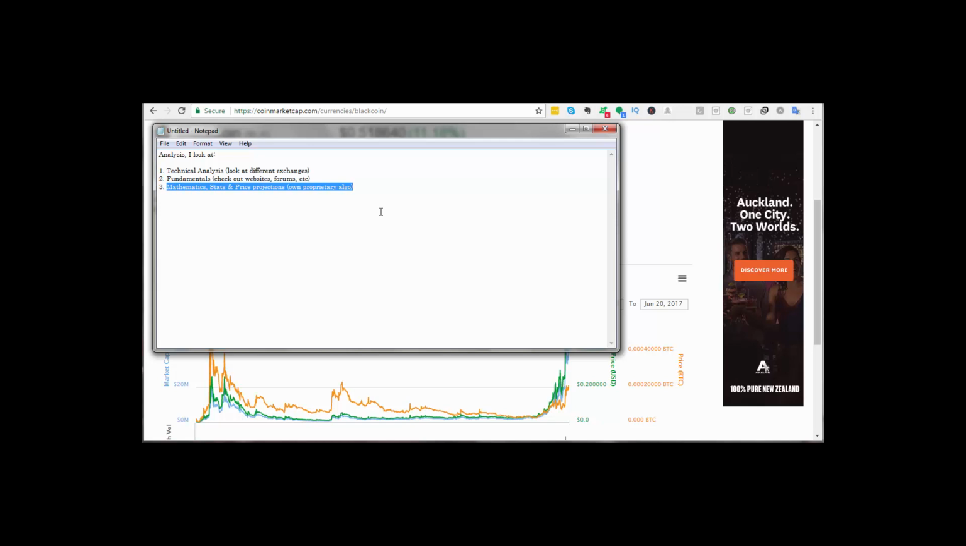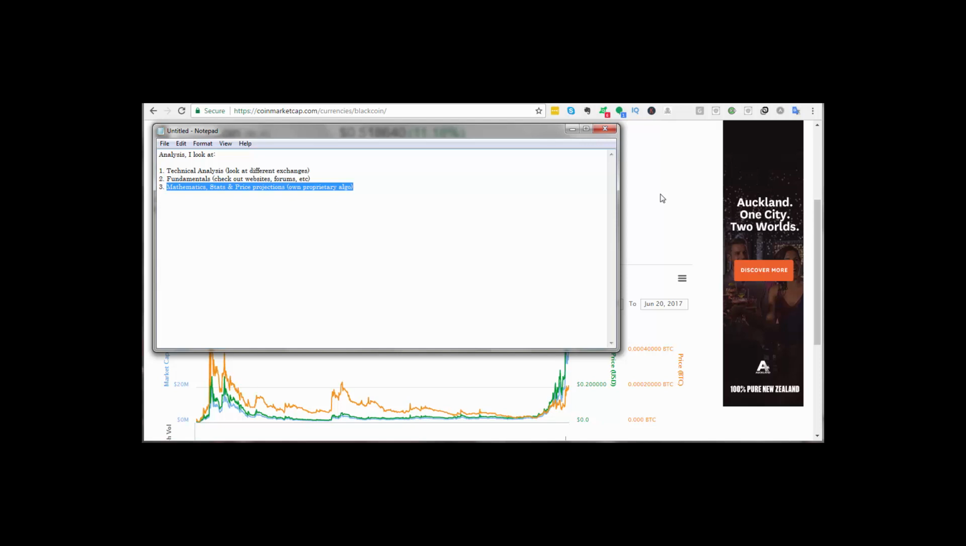So I've created our own proprietary algo, which calculates where I believe the price projection is going to be, and also the rate of return if or when I invest in a certain token at that point in time. So I hope that helps. I'll be able to explain to you as we move on.